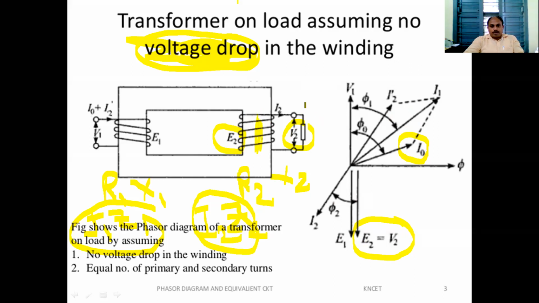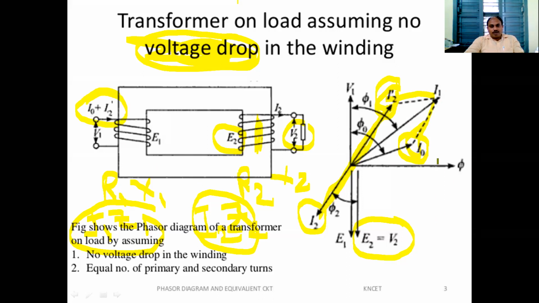So this is the phasor diagram. The I2 secondary current: the primary equivalent of the secondary current is exactly opposite to this one. So this is the primary equivalent of the secondary current, I2 dash. The total current on the primary is the sum of these two currents, this one plus this one, and it is referred to as I1. So this is the total current on the primary side.